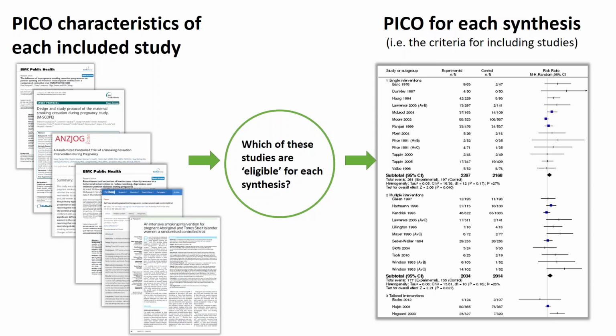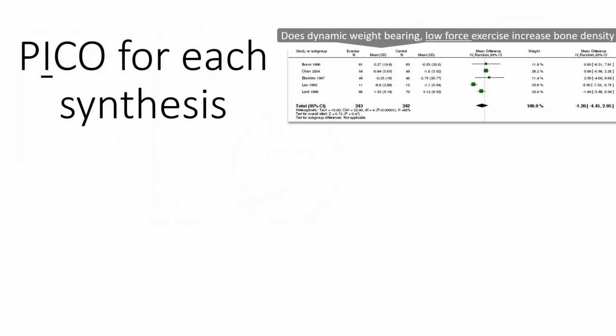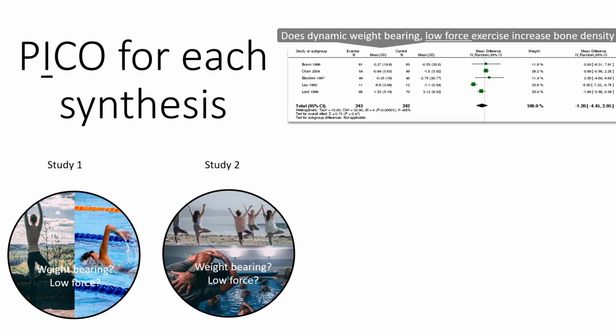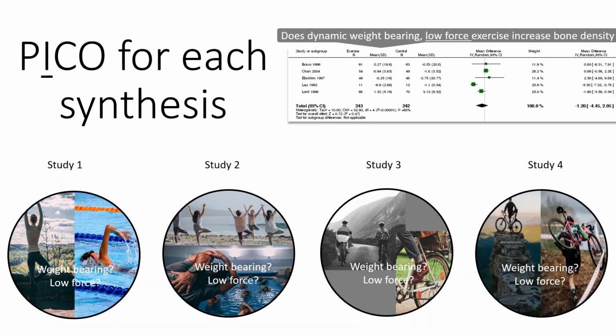And what occurred to us in the writing of this chapter is that while we often see very detailed specification of the PICO for the review, it's less common that we see sufficiently detailed specification of the PICO for each synthesis to allow replication of these decisions. A PICO for synthesis will ideally be sufficiently detailed to allow us to determine whether each of these interventions is weight-bearing and low force, for example, and whether or not they're similar enough to combine in a synthesis.